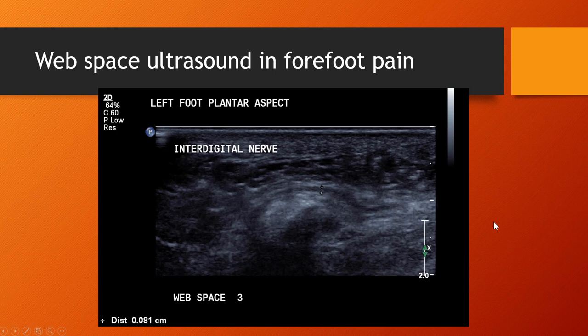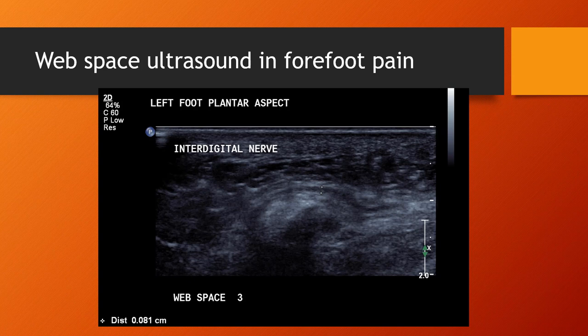This is an image now in the web space, so we'll move on to the next lot of pathology. Obviously, images of the nerve can be acquired dorsally or plantar. I'm going to be showing you primarily a plantar approach, and we're using a linear 12 megahertz probe. So we're at the level of the MTP joint, just between those joints we've been looking at.